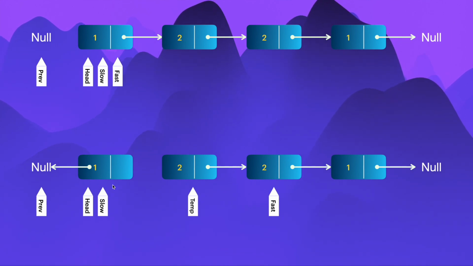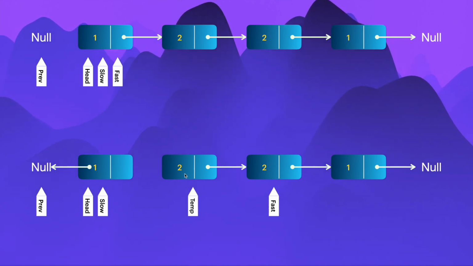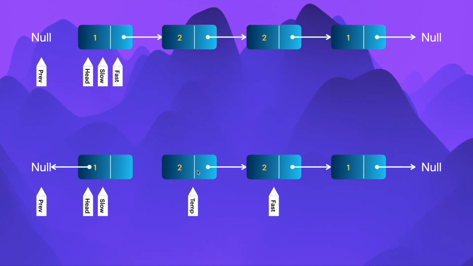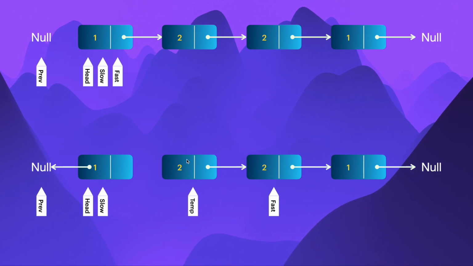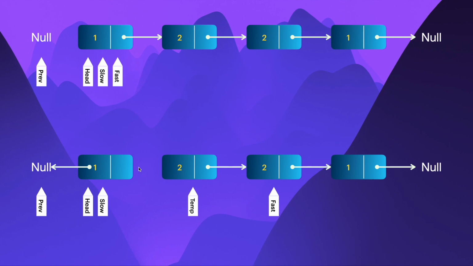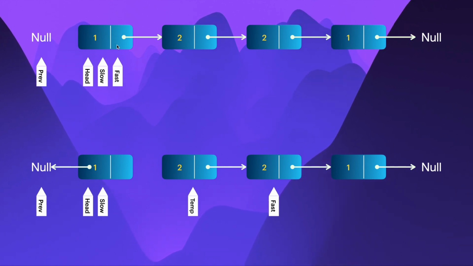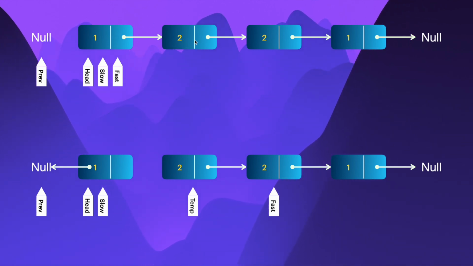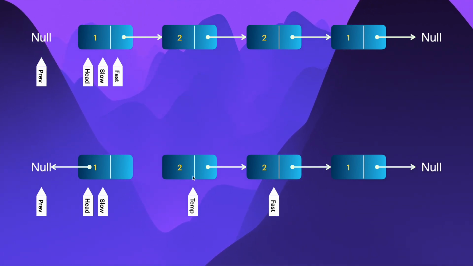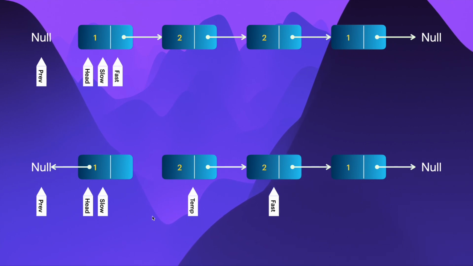So we have just changed the link, and we also have to keep track of this second node. Why? Because when no pointer is pointing to the second node, the garbage collector will collect the node, meaning it will get deleted in Java. So we have to keep track of this node. We will create a temporary pointer which will point at slow's next pointer, which means the next node, this second node.